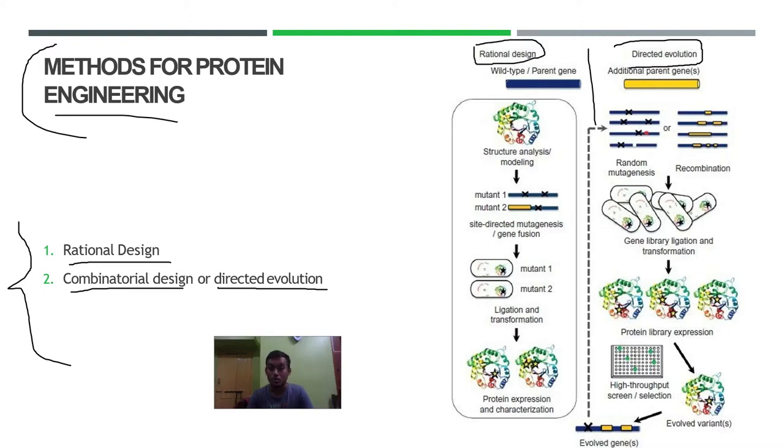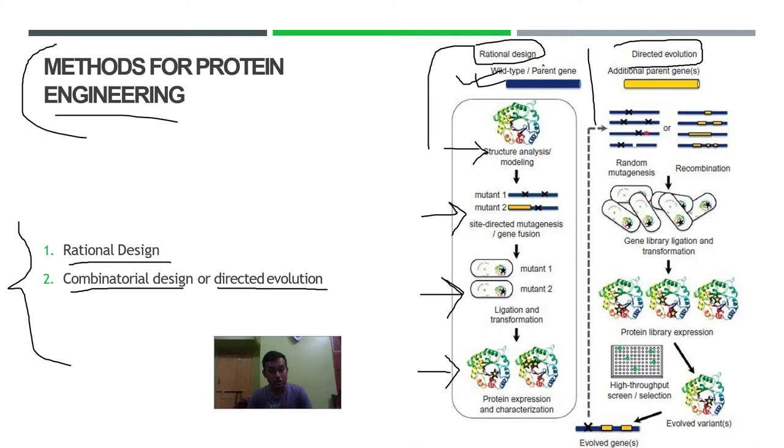Rational design includes the wild type or the parent gene, whereas directed evolution includes the additional parent gene. Important features of rational design are that it consists of structure analysis and modeling, site directed mutagenesis, ligation and transformation, and then protein expression and characterization.